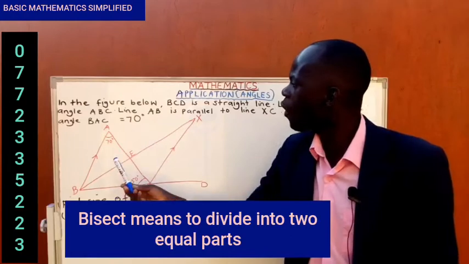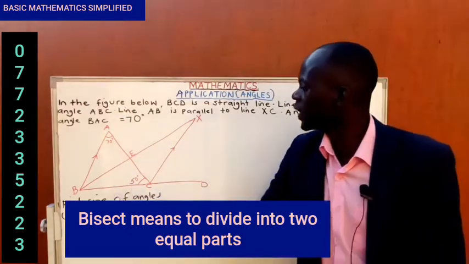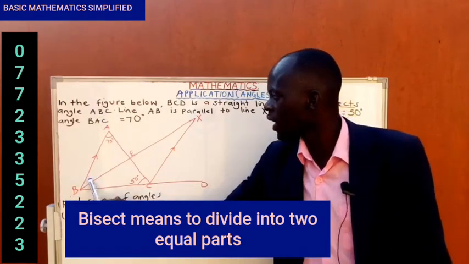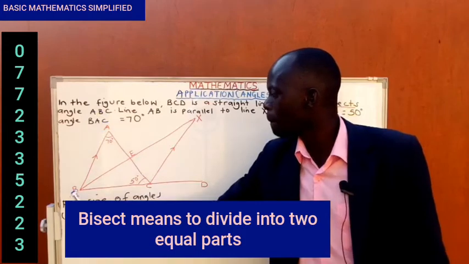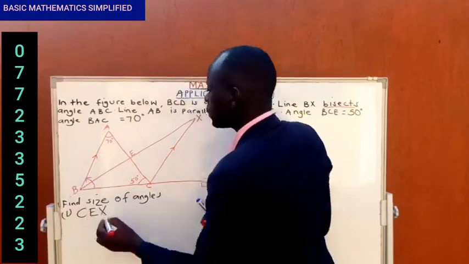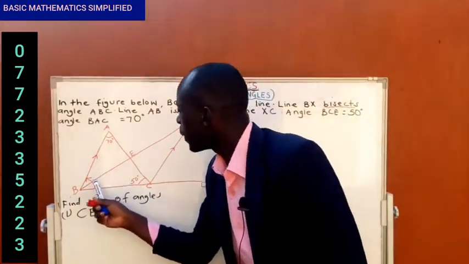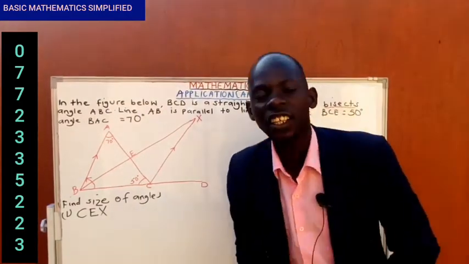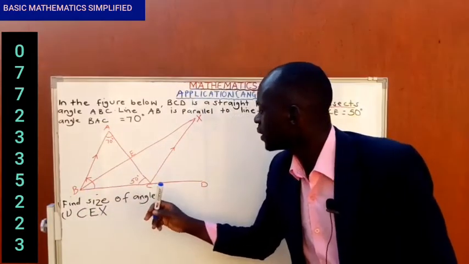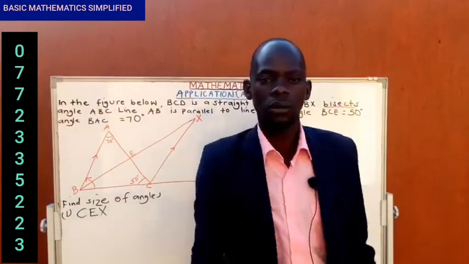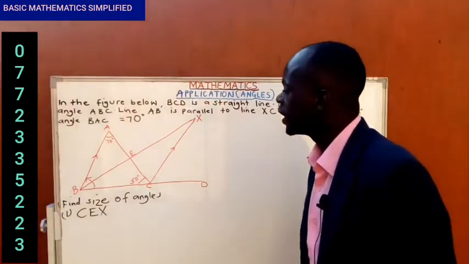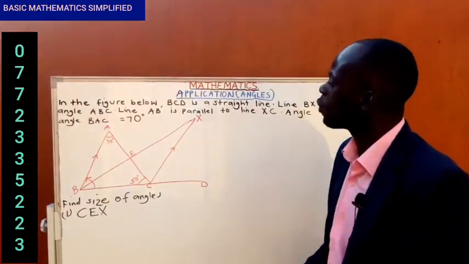BX bisects angle ABC, the middle one. That's why this angle is made here. You can see ABC, the angle is formed around here. Now line BX has bisected, in simple English, has divided angle ABC into two equal parts.